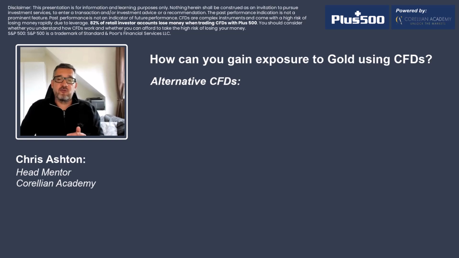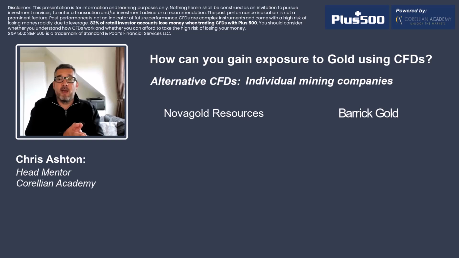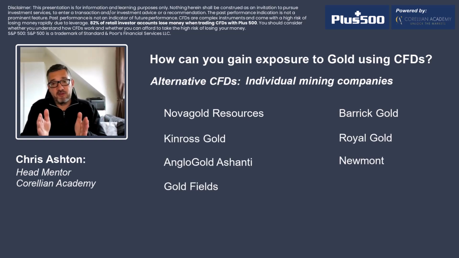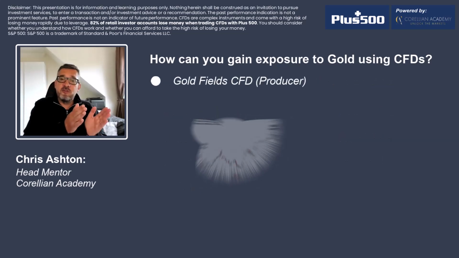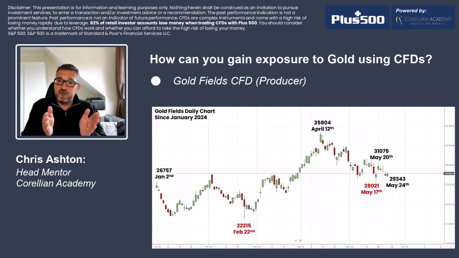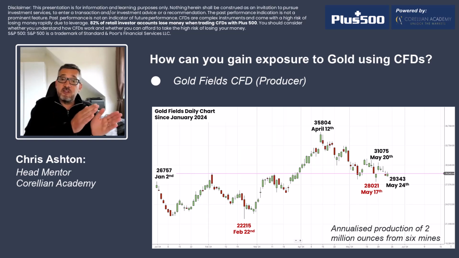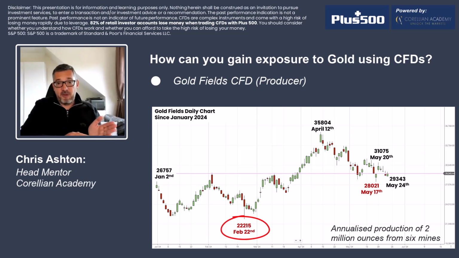Other alternatives for traders who want exposure to gold are the CFDs of the individual mining companies. Some examples of these are on screen for you now, although there are others that you can choose from. Using the price chart of Goldfields, who is a producer with annualized production of around 2 million equivalent ounces of gold from their operations of 6 mines as an example, you can see the price chart initially follows a similar pattern to gold, hitting lows in February and yearly highs in mid-April before settling down to trade at lower levels.